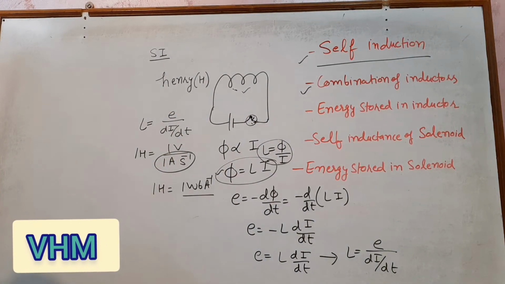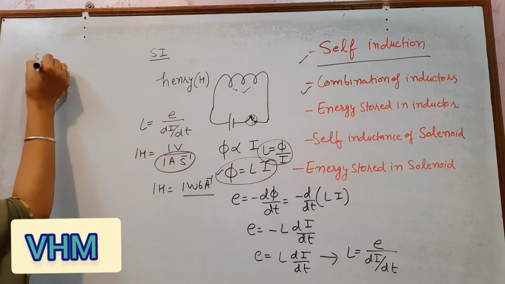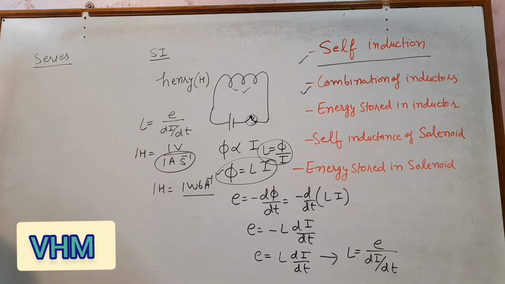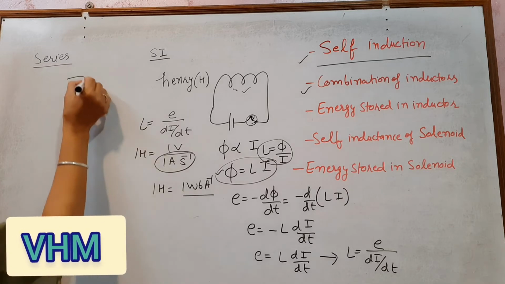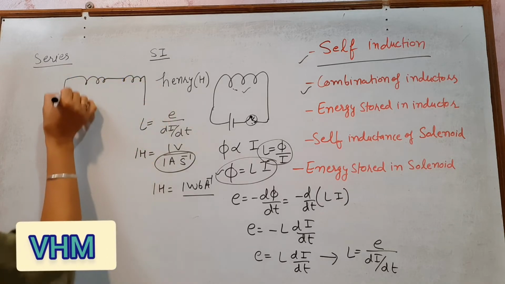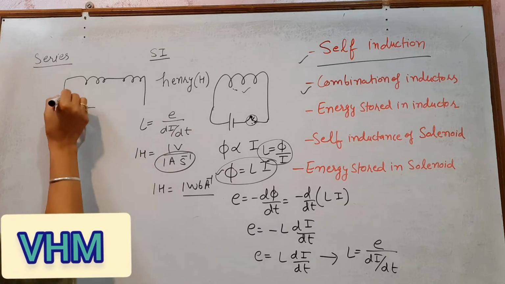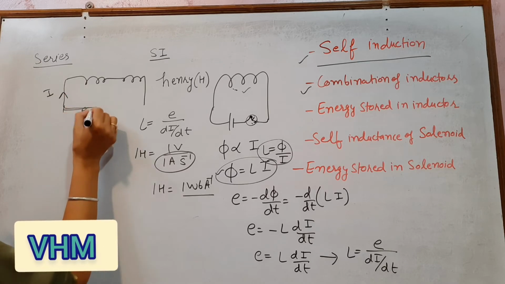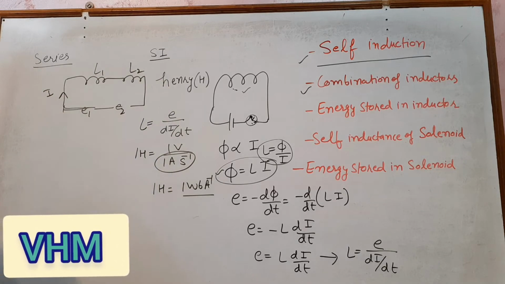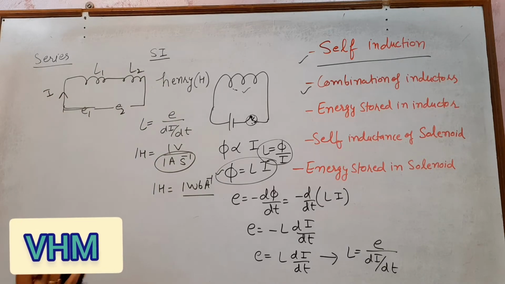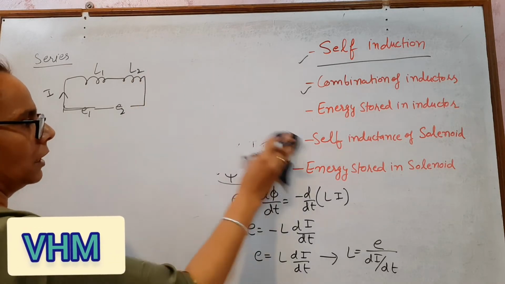Next one is combination of inductors. How do we give the combination? As we know, the combinations are of two types. We say series combination and we say parallel combination. So when we consider the series combination, in series combination the current is considered the same and the induced EMF is considered different, E1, E2. Then how do we write this? So let us erase it first, then we describe this combination.